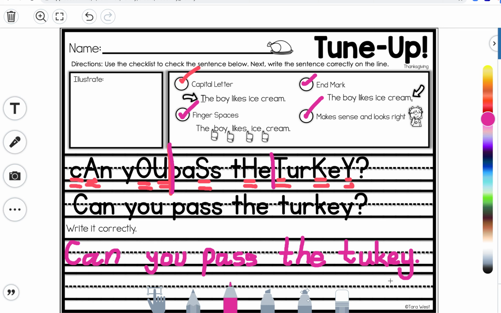Oh, look. Look what Miss Ford did. I made a mistake, didn't I? I'm going to erase. So I'm going to fix turkey. And you guys are going to go to the next page.